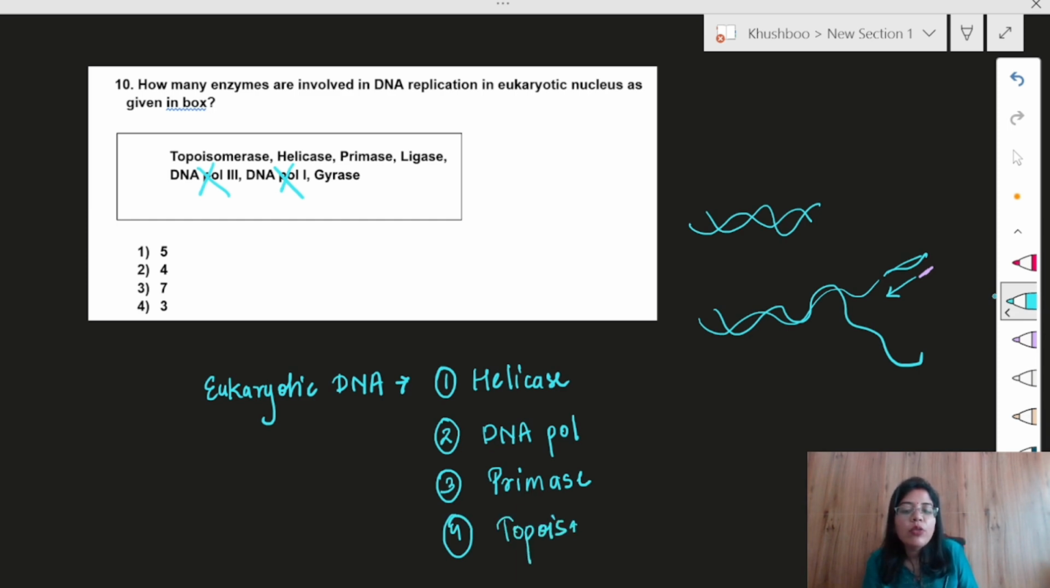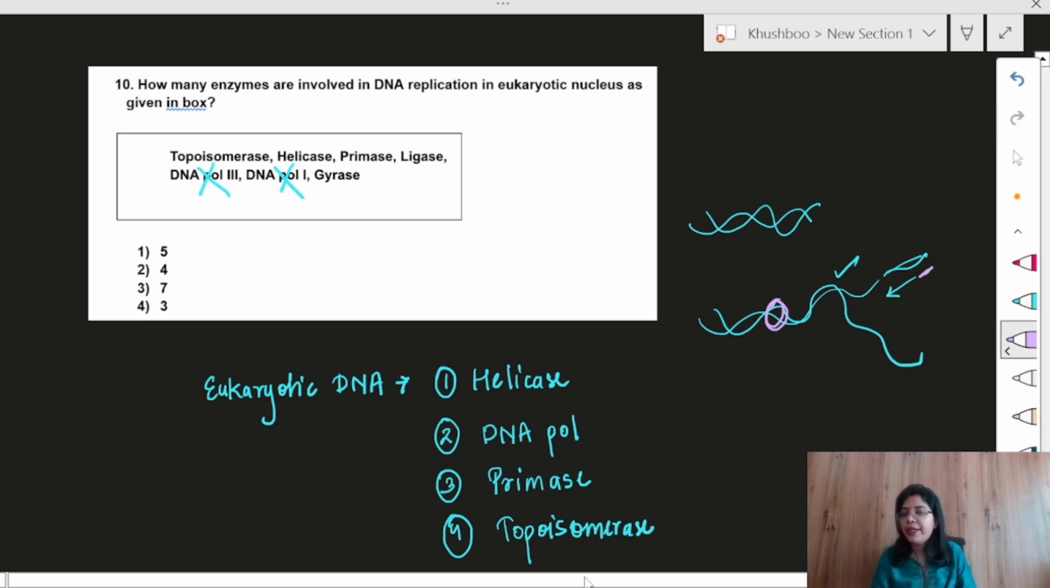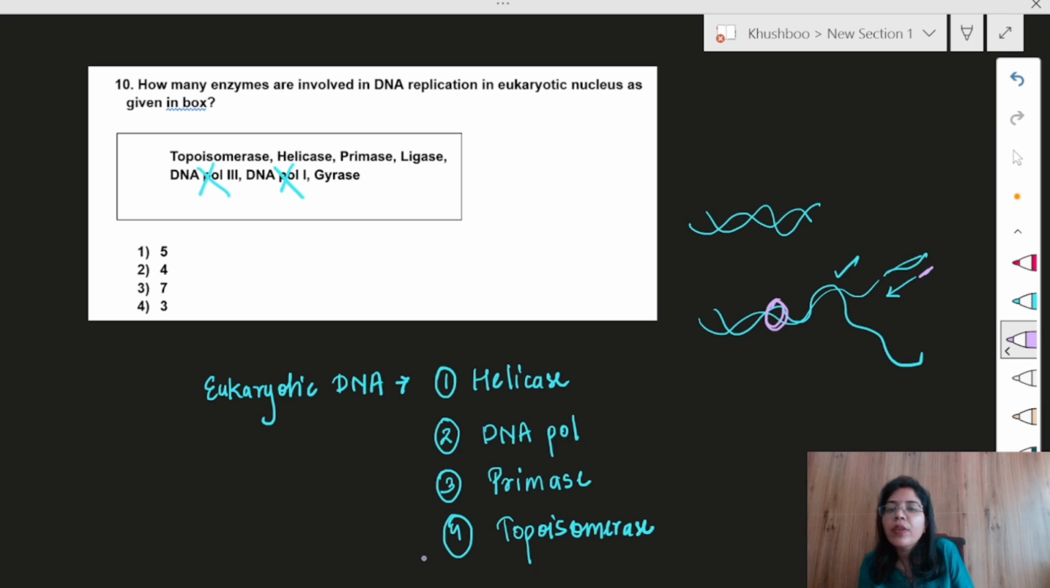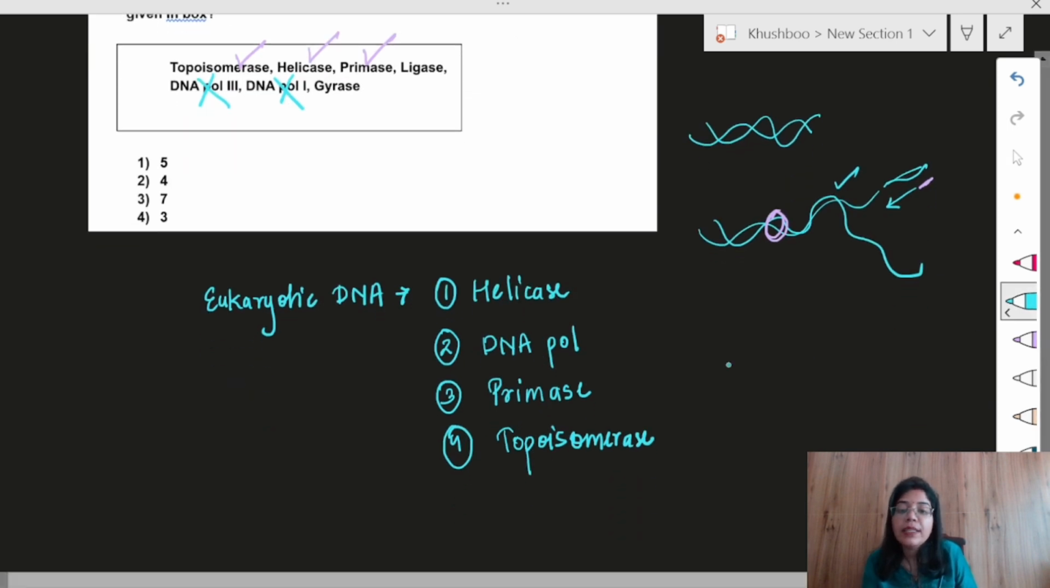Okay. After that, I also told you that you have topoisomerase. While you're opening the DNA helix from this side, there will be a negative tension generated here. So you need to uncoil this portion by the help of one more enzyme, which is called topoisomerase. So these four are needed, right? Here you can see topoisomerase, helicase, primase, and one more I will write here, that is ligase. Okay, ligase.